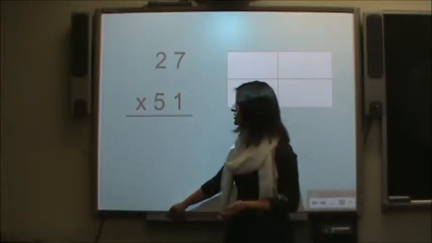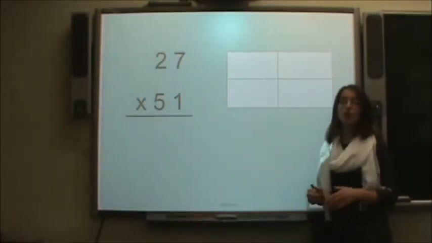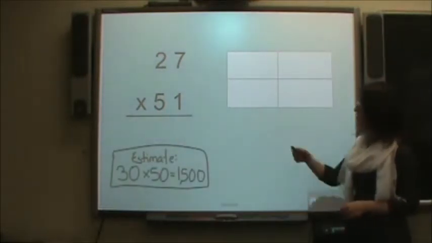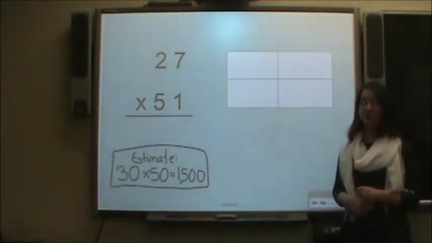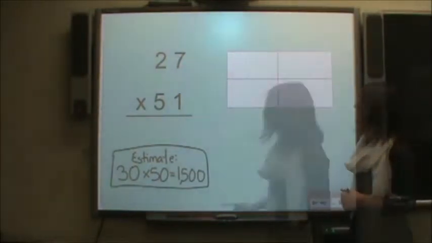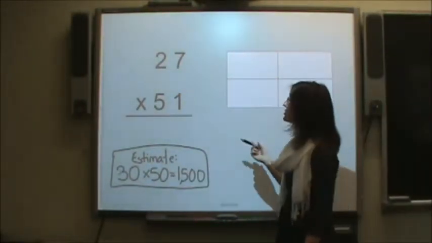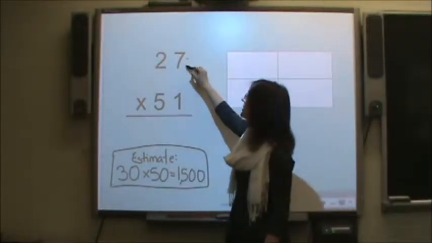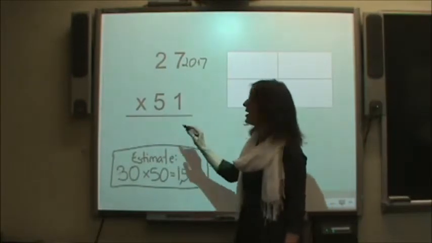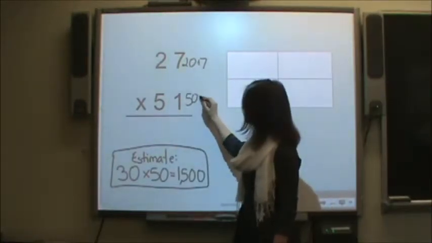We're still going to do our ballpark estimate first, so pause the video and find your ballpark estimate. My ballpark estimate, I changed the 27 to a 30 and the 51 to a 50. So 30 times 50 is 1,500. The next step is to pull apart the two numbers. I'm just going to do that over here so you can see it again. So 20 plus 7, and then 51 is made up of 50 plus 1.